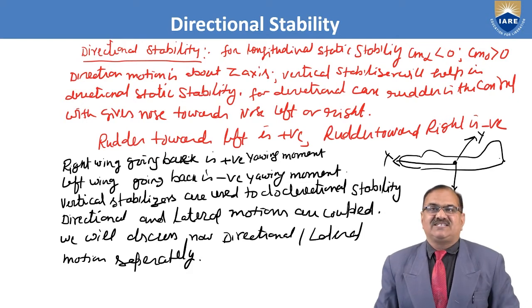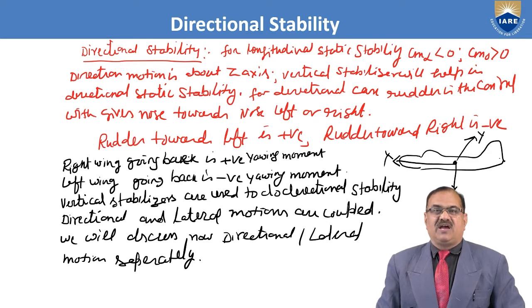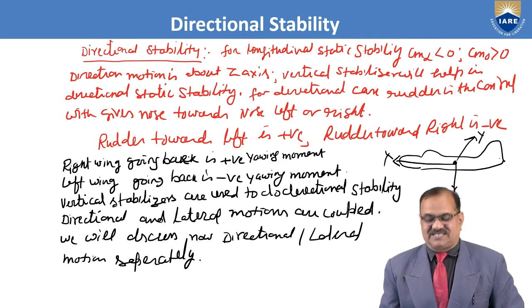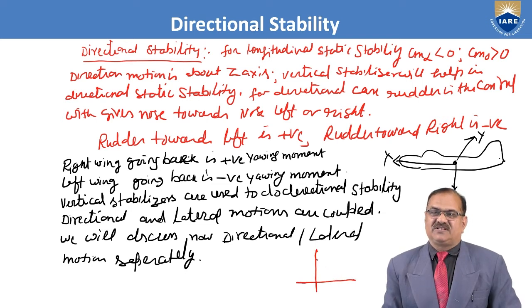Now, for longitudinal static stability, we have seen that Cm alpha was the main parameter. Cm is the coefficient of moment, which changes with angle of attack. When Cm alpha is less than 0, or negative, and Cm naught, the coefficient of moment at angle of attack 0, is greater than 0, or positive, then we can say that the aircraft is longitudinally statically stable.